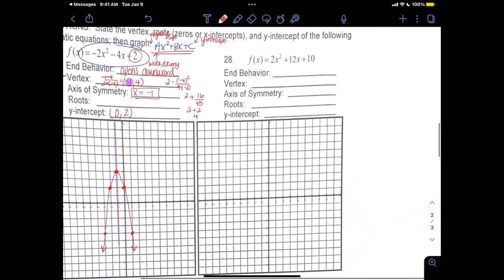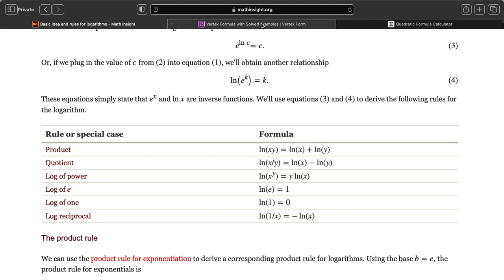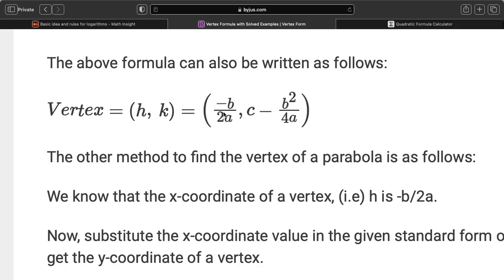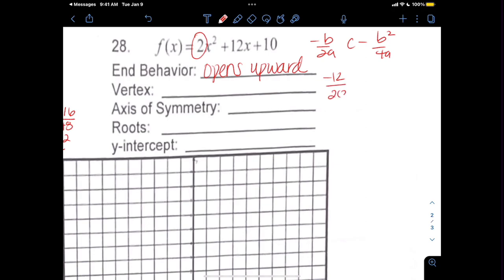Okay, let's look at the next one. So again, here we have one that has a positive a value. Opens up. Because it's positive. My vertex, let's go back and find our equation. I'm going to look for it negative b over 2a and c minus b squared over 4a. So negative b over 2 times a, comma, c minus b squared, all divided by 4 times a.